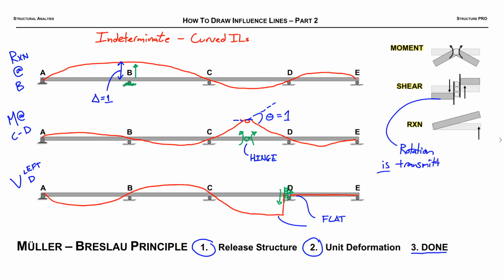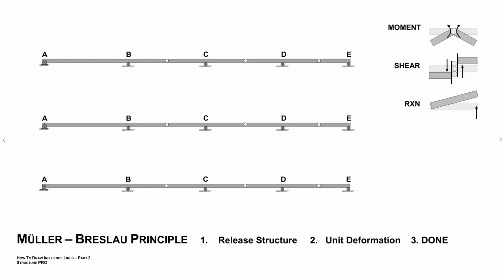So we see that the shear release, the rotation is transmitted, but the shear is not. And in the case of the moment, the rotation is not transmitted, but the shear is. So that's the difference between those 2 releases. And we'll just label deformation of 1.0.